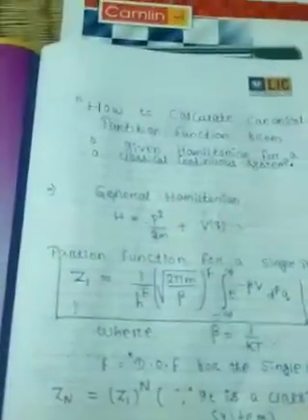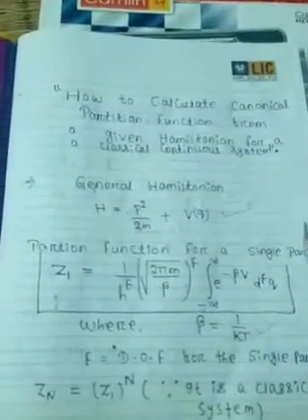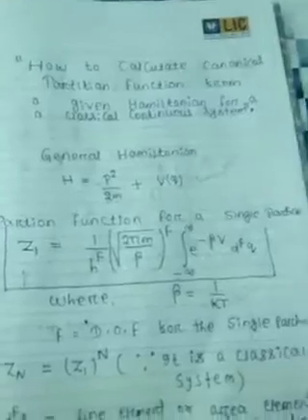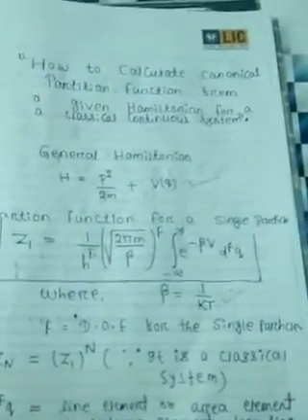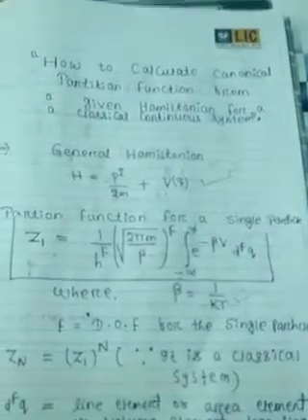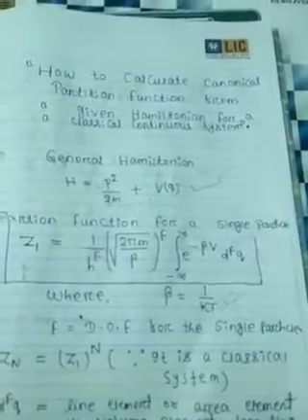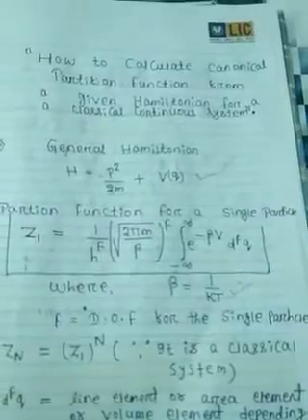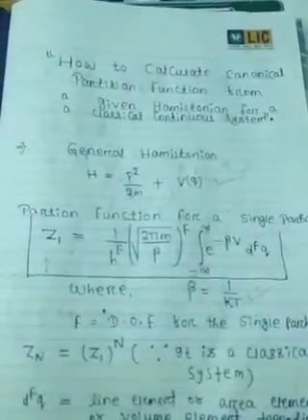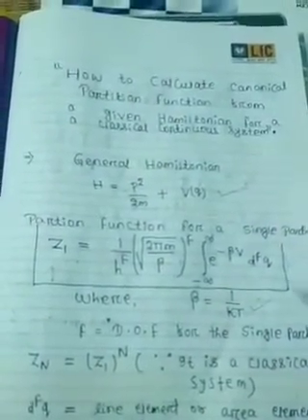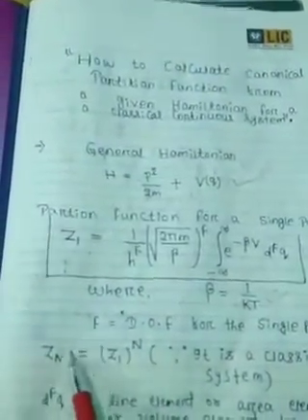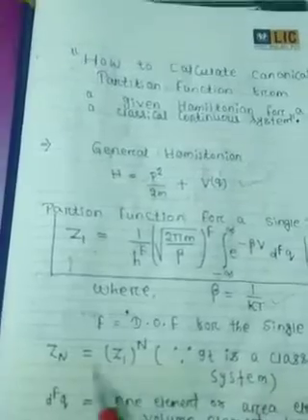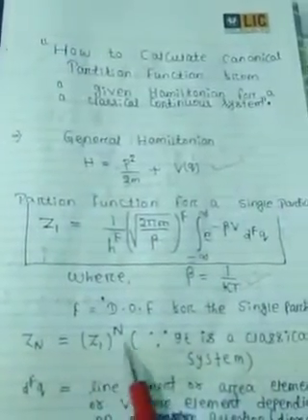Single particle means, suppose the particle is moving in a one dimensional system, so the degree of freedom will be 1. Suppose the particle is moving in a two dimensional system, the degree of freedom will be 2. For a particle moving in a three dimensional system, the degree of freedom will be 3. Let the system have n particles. Then what will the partition function be? As it is a classical system, Zn = Z1^n.